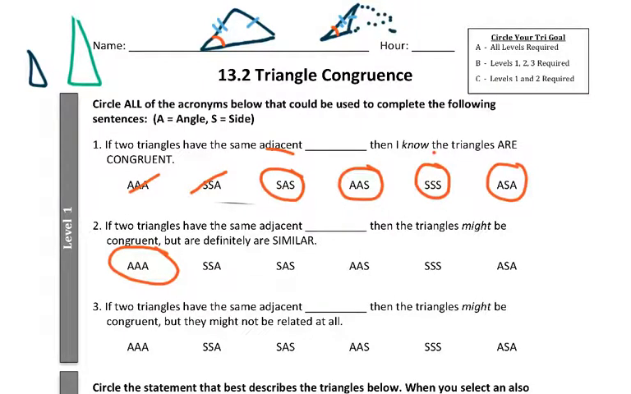Question 3. If two triangles have the same adjacent something, then the triangles might be congruent, but they also might not be related at all. Well, I think that's the example that I have right here. It was possible for me to draw this side and to keep that the same, but it was also possible for me to draw something different. Okay? So, I'm going to say that if I know a triangle has the same side and angle, they might not be congruent at all. We just don't have enough information to tell.